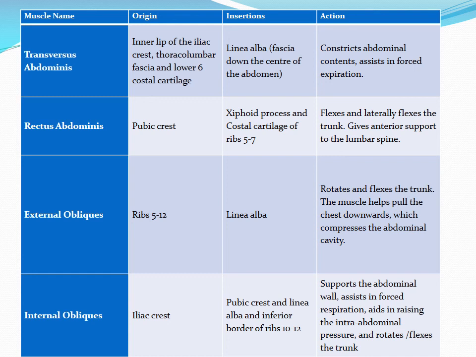One other thing that they'll play a role in: it does talk about the external obliques pulling down the chest, but a lot of it is actually the internal obliques. They really will help to stabilize the chest and the thoracic cage. So they will help with forced expiration, they'll compress that abdominal cavity, and they'll help to pull the rib cage down.